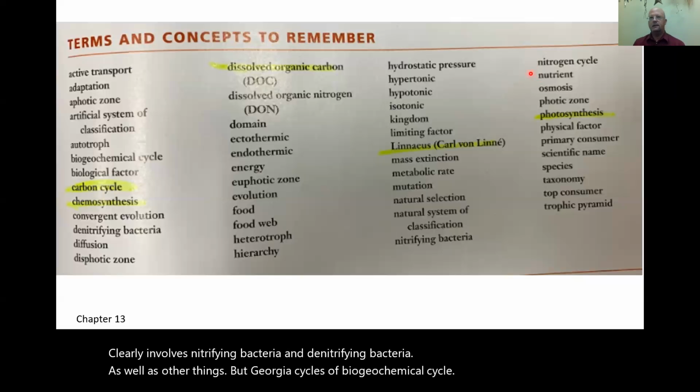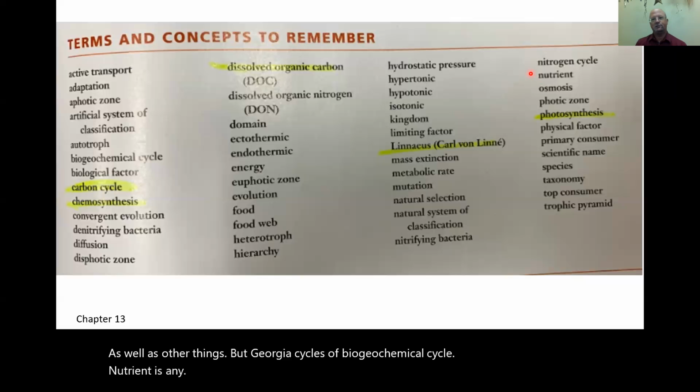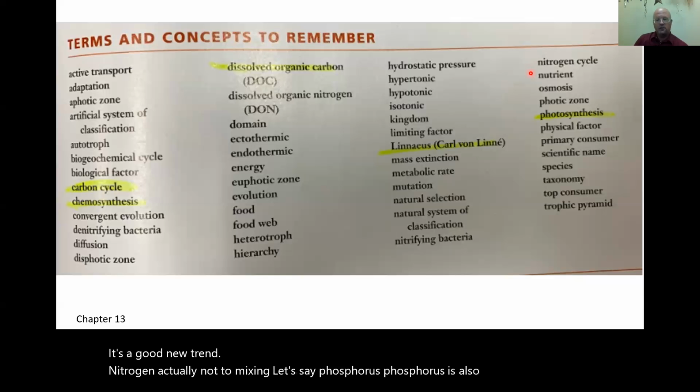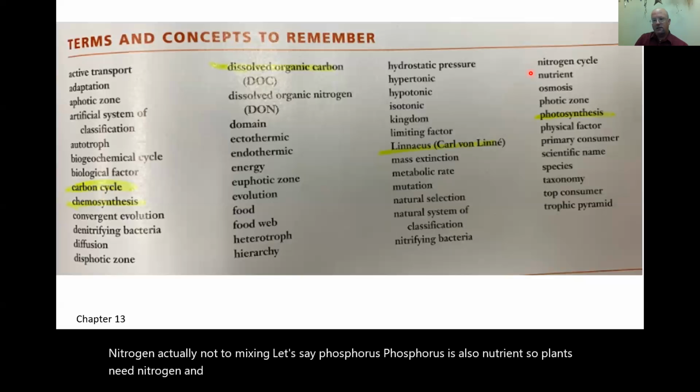Nutrient is any element, compound, typically element, like iron or zinc, that is needed for a process. So for example, what's a good nutrient? Nitrogen. Actually, not to mix things, let's say phosphorus. Phosphorus is also a nutrient. So plants need nitrogen and phosphorus. If you give a plant nitrogen but no phosphorus, it cannot grow well and it won't do well. It needs that nutrient.